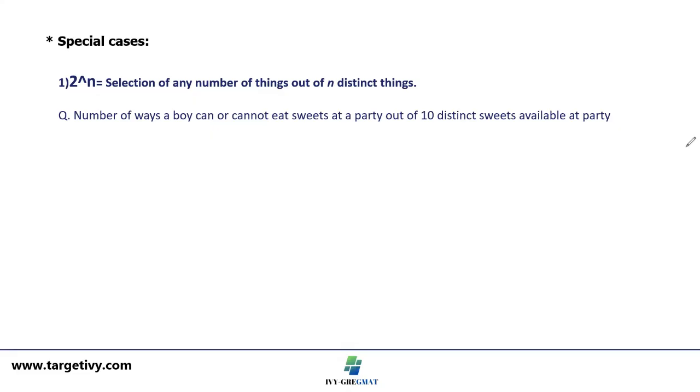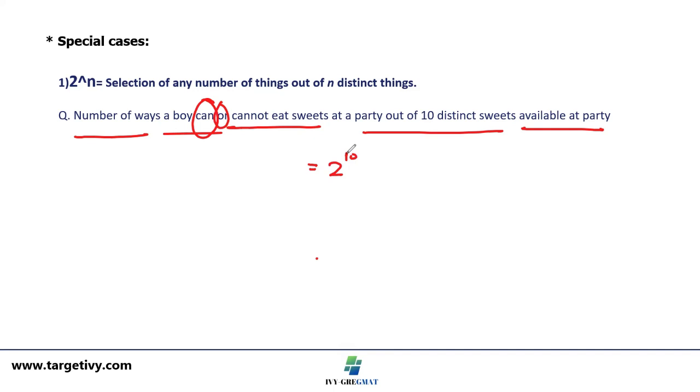Okay, folks, that brings us to certain special cases like selection of any number of things out of distinct things. But here is a twist. Let's take this kind of question. The number of ways a boy can or cannot eat sweets at a party out of 10 distinct sweets available at the party. So here, what can be done? Can eat, cannot eat. So by our formula, it is 2 to the power 10. But why?